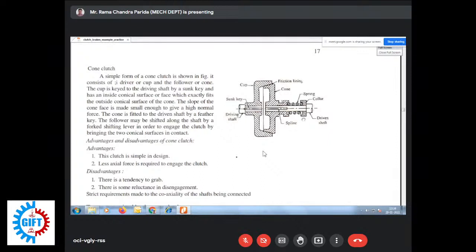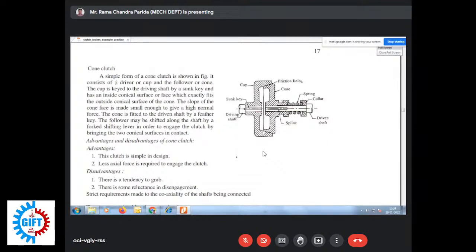And there is another part, the cone. The cone shape is connected to a driven shaft. The arrangement is similar. Okay, splines are provided. A spring is provided here. So here the cop is keyed to the driving shaft by a sunk key and has an inside conical surface.